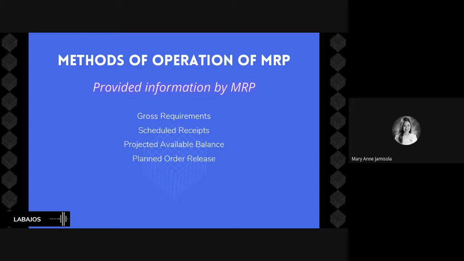And then projected available balance. This shows us the number of items projected to be in the inventory at the end of each period. Then we can also see the planned order release. This shows us the order quantities required to ensure that the projected available balance does not drop below zero or any preset safety level.